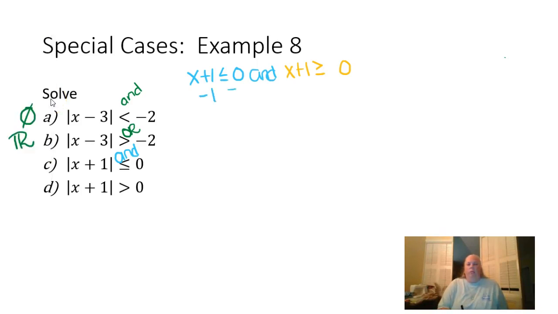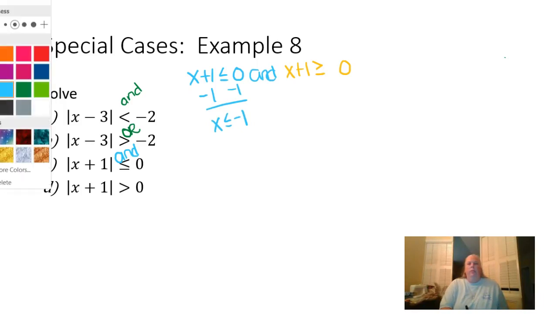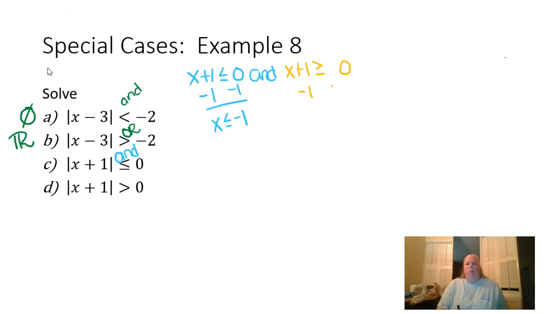All right, let's solve the one on the left first. We subtract 1 from both sides. We're left with x is less than or equal to negative 1. And now let's solve the one on the right. If we subtract the 1 on both sides, we'll have x is greater than or equal to negative 1.